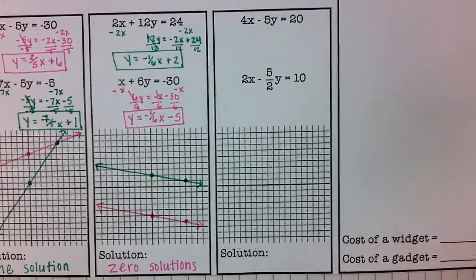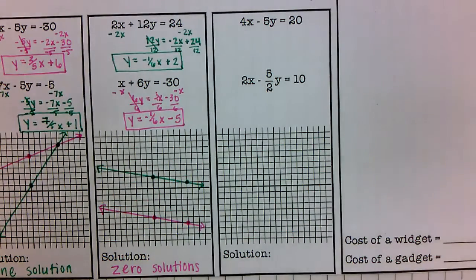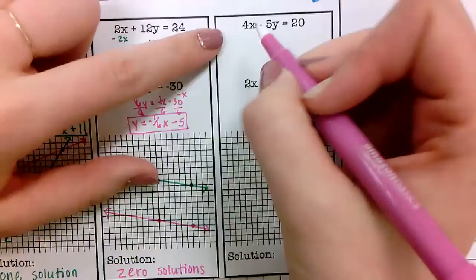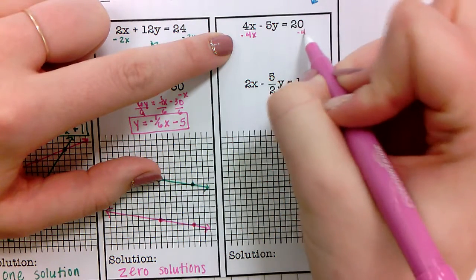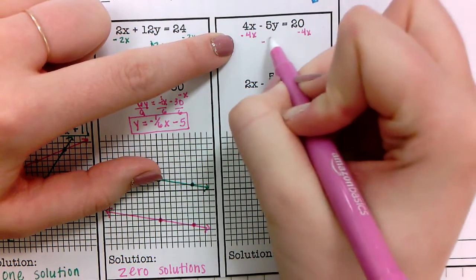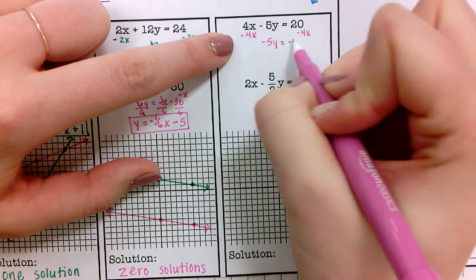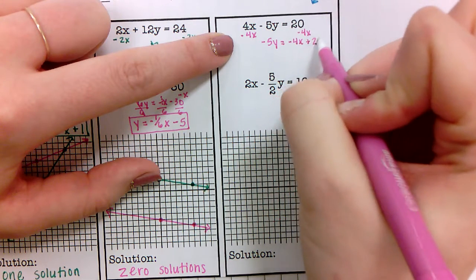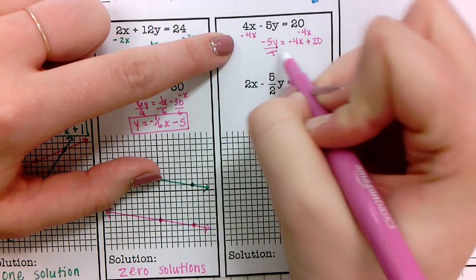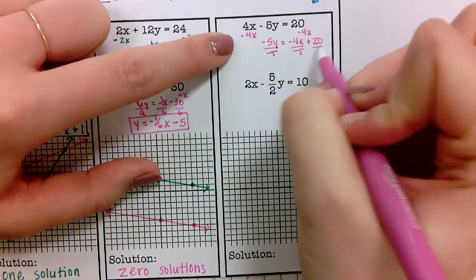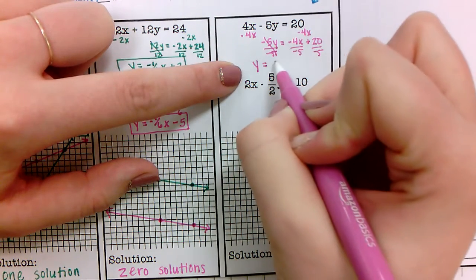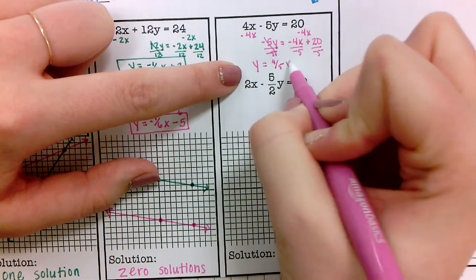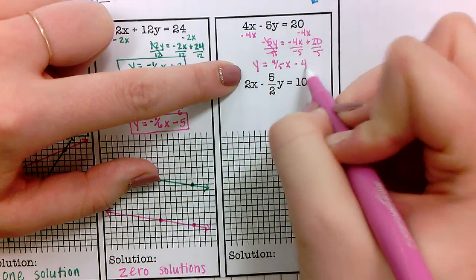And then the last example, again, we've got 2 equations. So start by moving your x value to the other side away from y. So now we have negative 5y equals negative 4x plus 20. And take away that negative 5 so that your y is alone. So that's going to be 4/5 x minus 4.